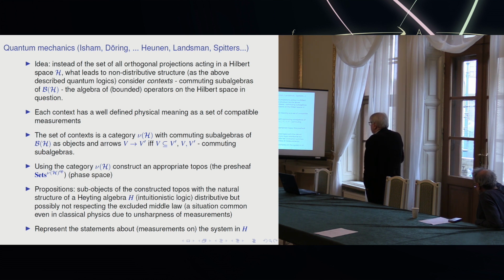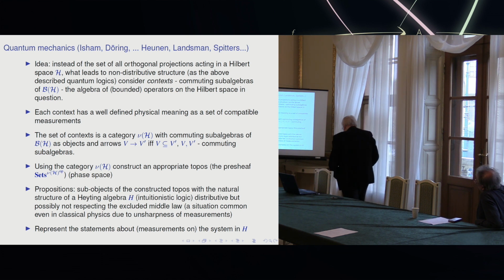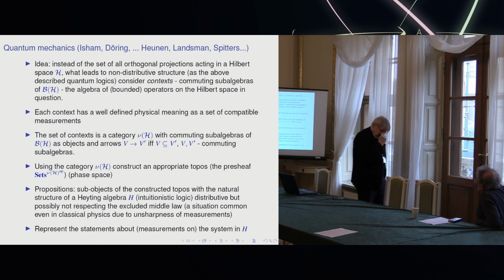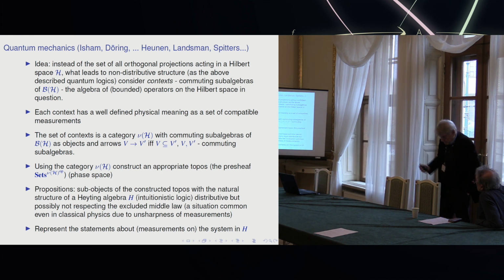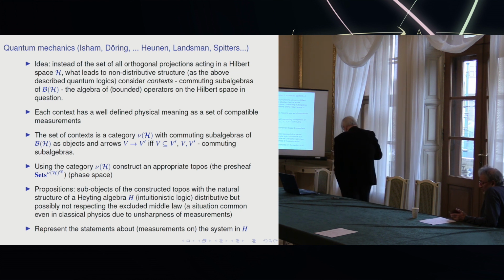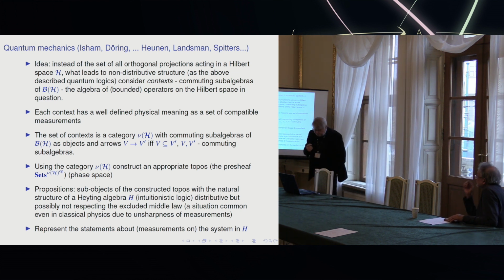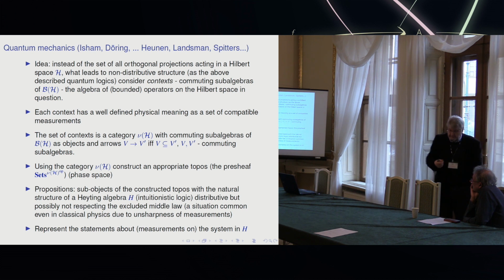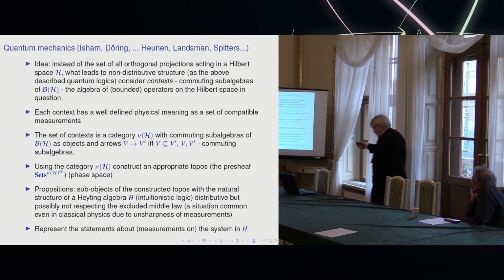But if you want to make the negation, the completion of this subset, it is not a closed subset, so you have to close it, and that makes this algebra no longer Boolean. Okay, and this is maybe not so untypical even in classical mechanics, when you are confronted with some kind of unsharpness of measurements. You are not sure what happens at the border.